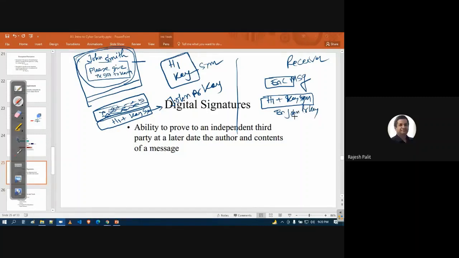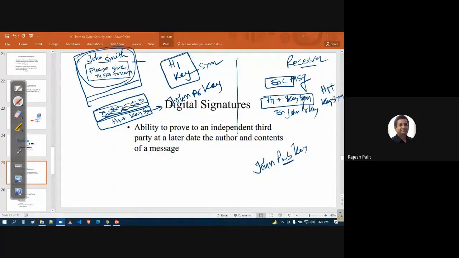Now, after receiving this, the receiver, or everybody, knows the public key of John. Everybody knows that because the name is public key. Using John's public key, this can be recovered. H1 and the symmetric key can be decrypted. That means the receiver or anybody can get H1 and the symmetric key.